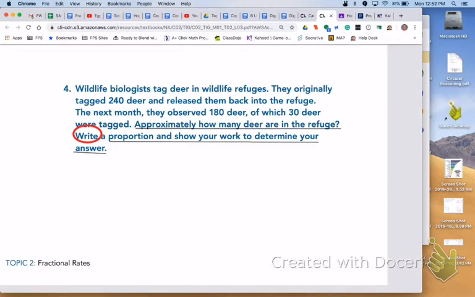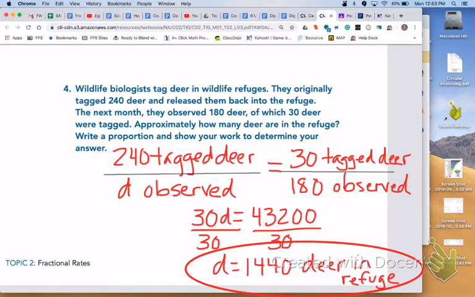Please answer number 4 with your group. For number 4, here is the proportion that you should have set up in order to show your work and determine your answer. My answer is D is equal to 1,440. That's going to be how many deer were observed in the refuge.